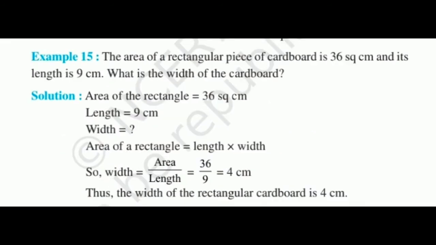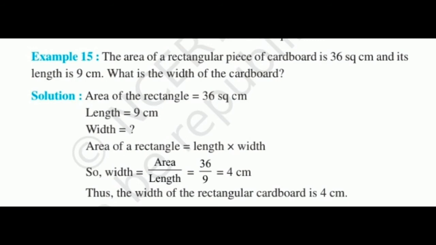Example number 15. The area of a rectangular piece of cardboard is 36 square centimeter and its length is 9 centimeter. What is the width of the cardboard? Here in the solution we got that area of the rectangle is 36 square centimeter and length is given 9 centimeter. So what is the width?